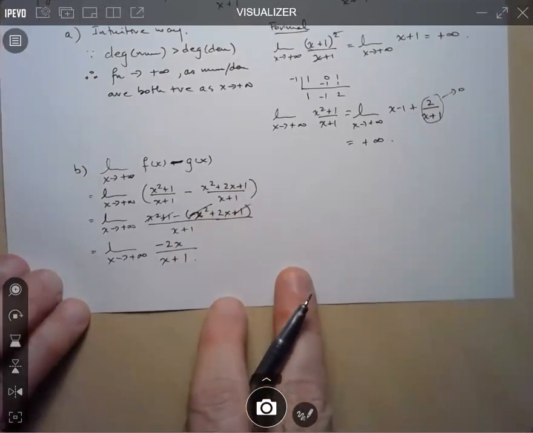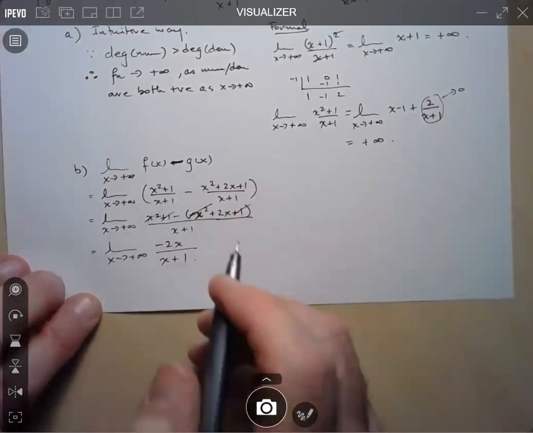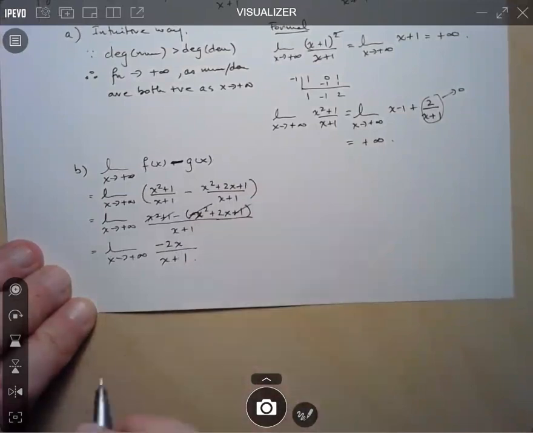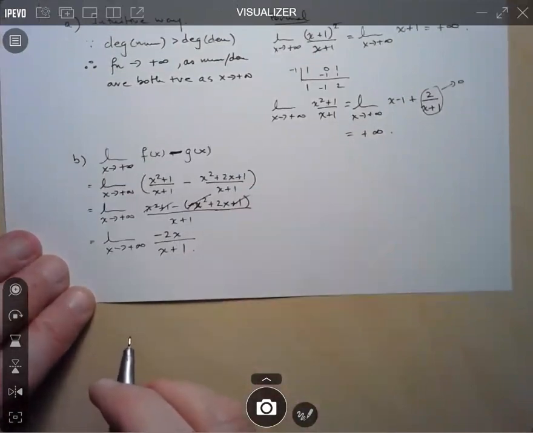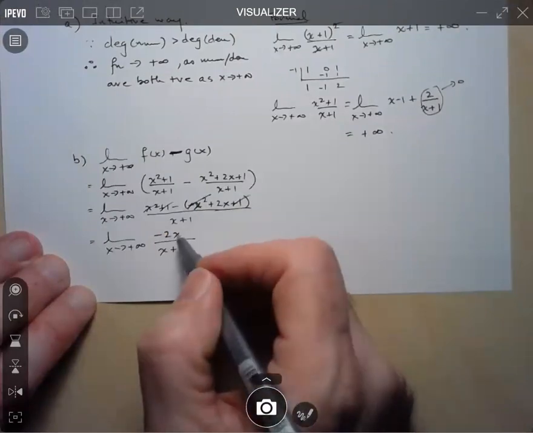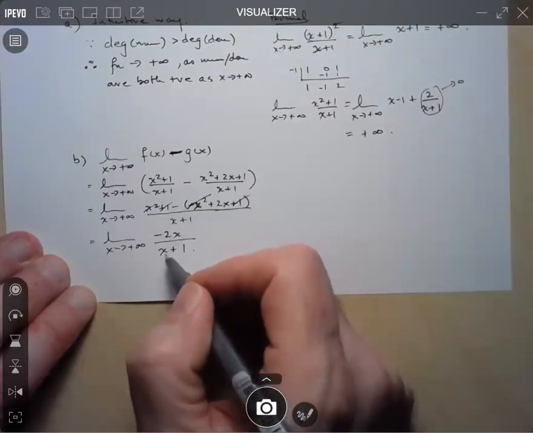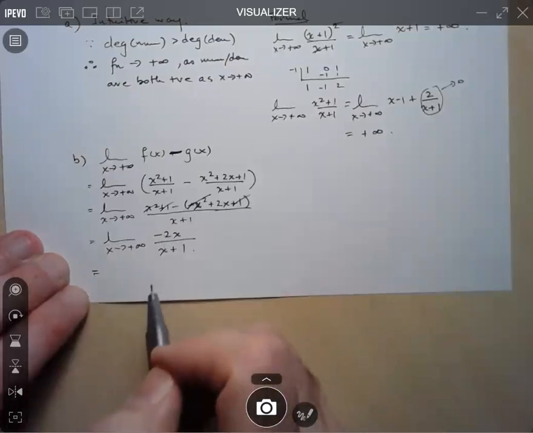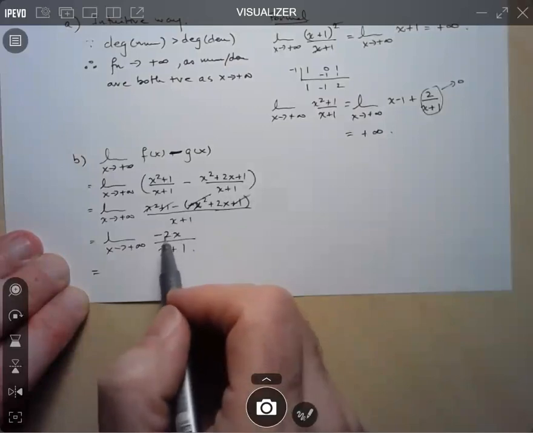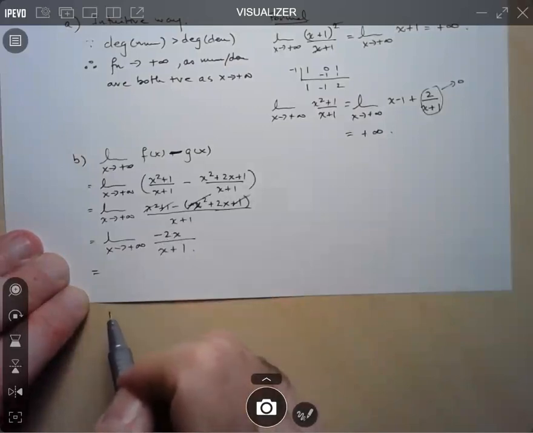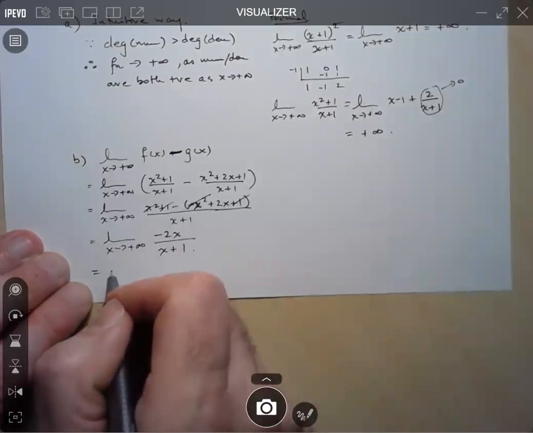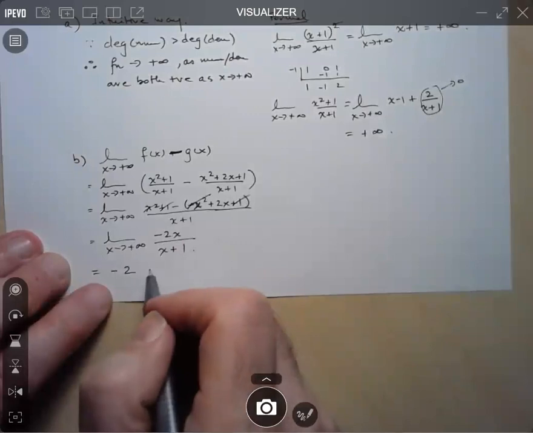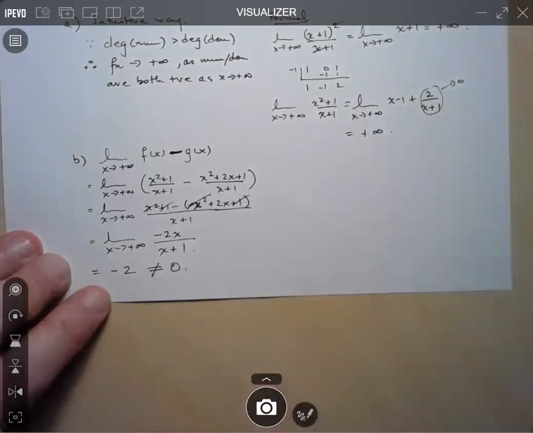All right. And so now, once we look at this expression here, what does this type of function approach? Well, as we saw last semester, since we've got two polynomials with the same degree, this is just going to approach the quotient of the two leading terms. And the quotient of the two leading terms here would just be -2. But of course, what is -2 not equal to? It is not equal to 0.